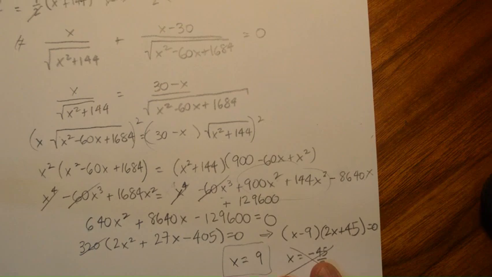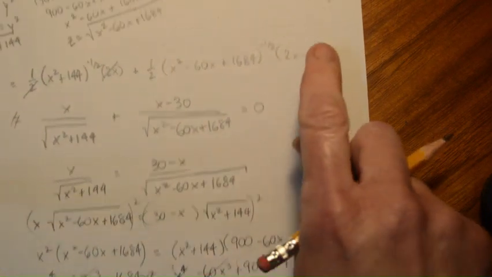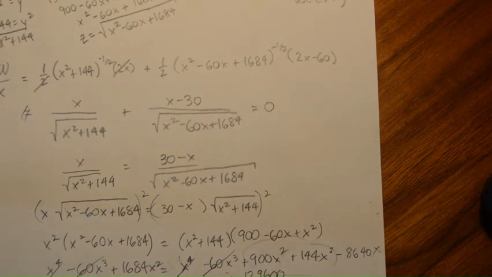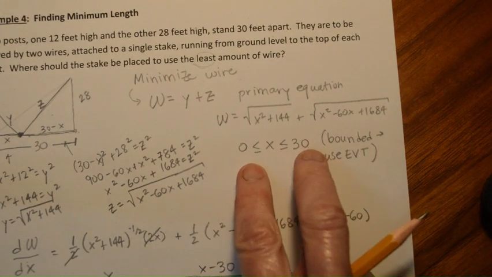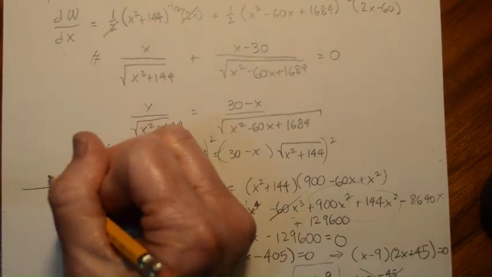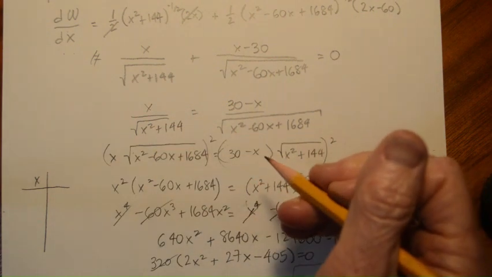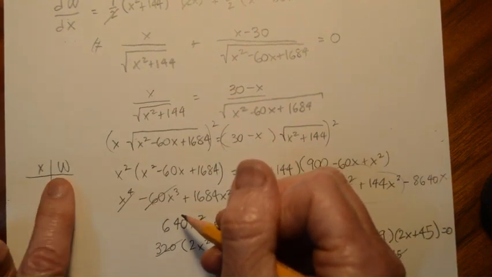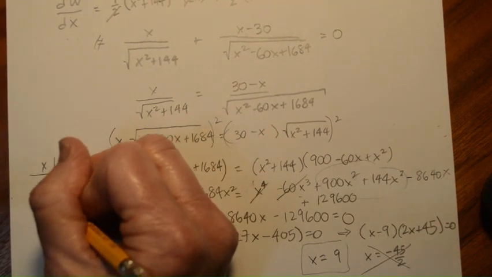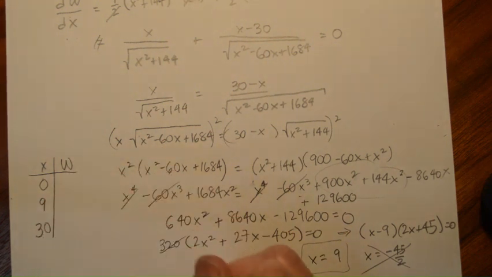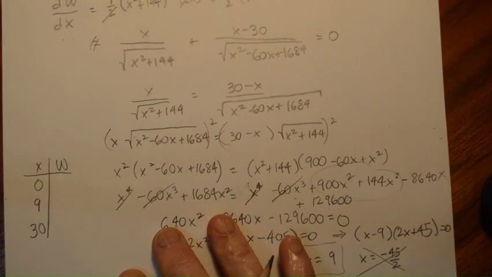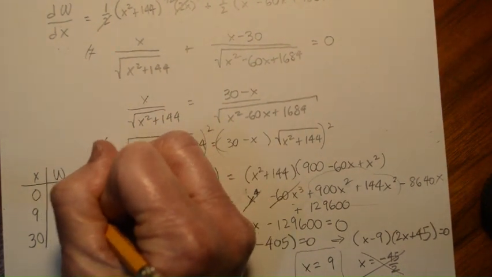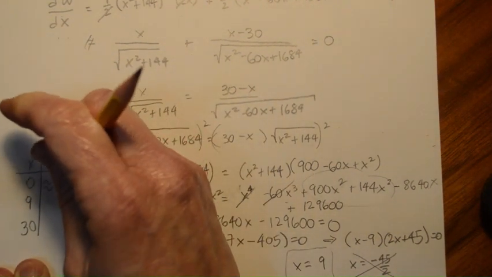All right, and then if you remember from the extreme value theorem, which we said we were going to use because it was a bounded interval, we need to check x equals 9, but then we also need to check our endpoints. And so we're going to set up a table here. Let me just do that on the side here. So we're going to do x and w. Those are our variable and our function. So I'm going to put 0, I'm going to do 9, and I'm going to do 30. And just for time constraint, I'm going to tell you what the values are here. We get approximately 53.04.